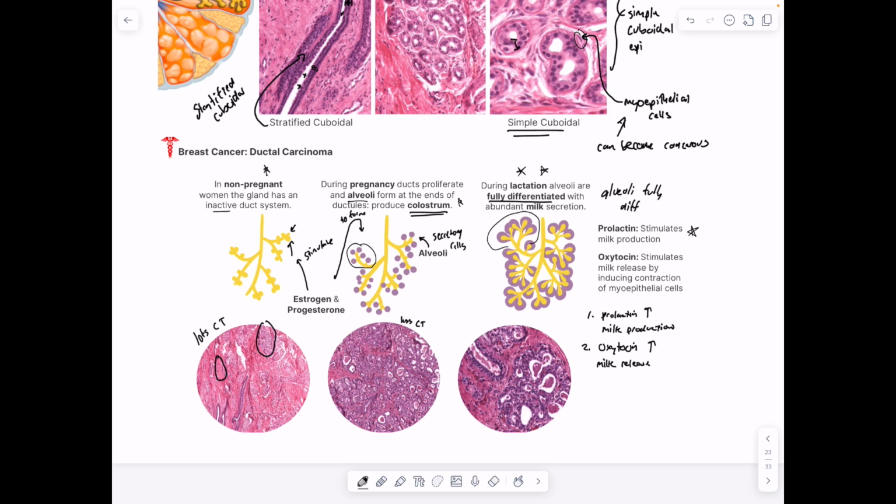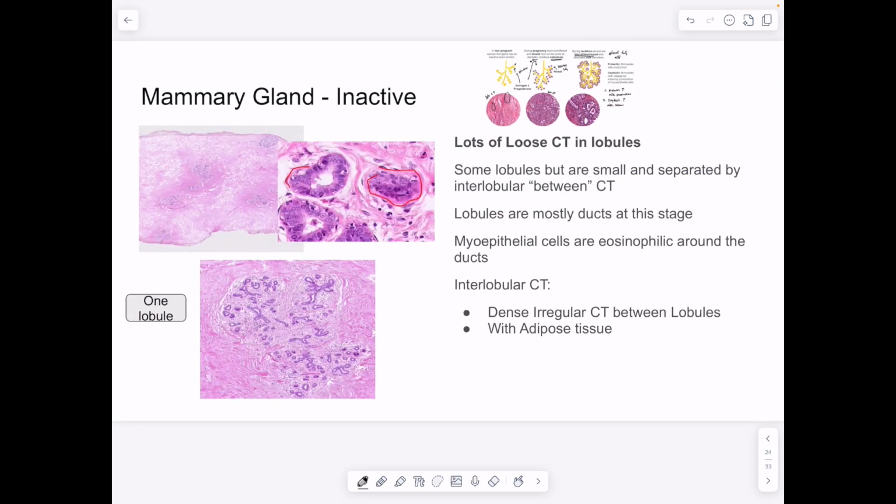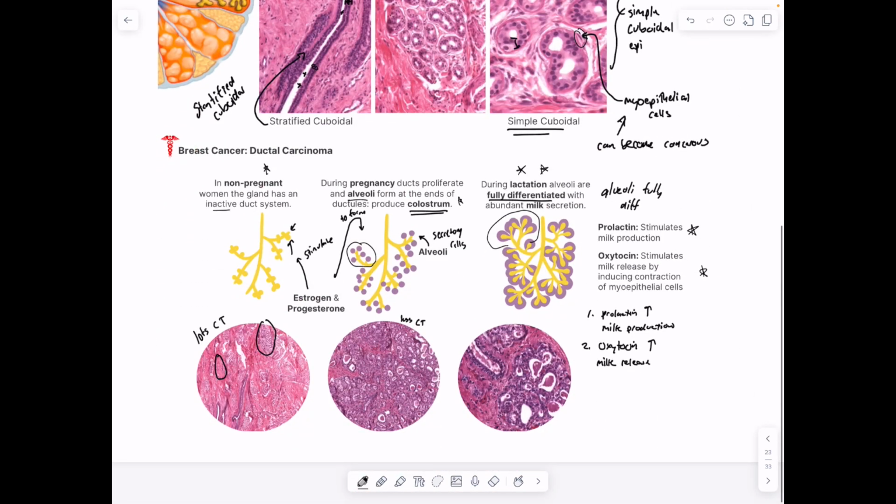All right, so prolactin is going to stimulate milk production, and oxytocin, which we know can cause contractions in the uterus, will also stimulate milk release. Okay, so we're going to have a difference in what the histology slides look like.